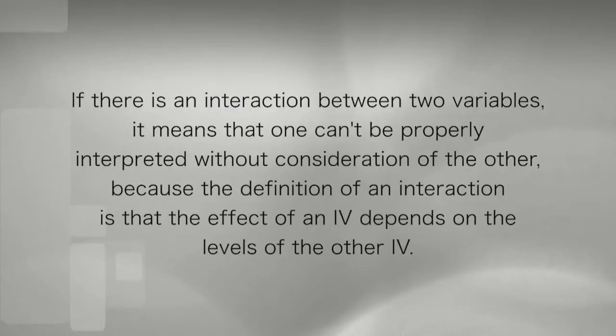If there is an interaction between the 2 variables, it means that one can't be properly interpreted without consideration of the other. Because the definition of an interaction is that the effect of one independent variable depends on the levels of the other independent variable. So how do we go about analysing interaction? Today, to do this, what I want to do is step back and explain family-wise error first within the context of an ANOVA, or within the context of a factorial ANOVA.